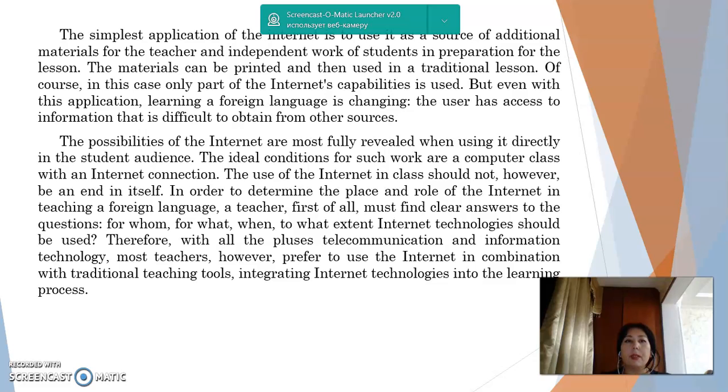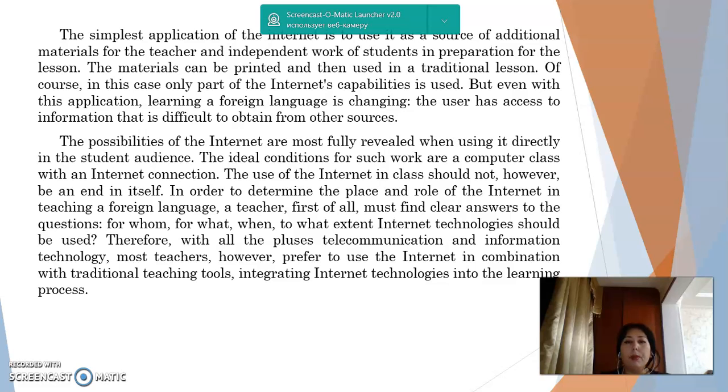The possibilities of the internet are most fully revealed when using it directly in the student audience. The ideal conditions for such work are a computer class with an internet connection. The use of the internet in class should not, however, be an end in itself. In order to determine the place and role of the internet in teaching a foreign language, a teacher first of all must find clear answers to the questions: for whom, for what, when, to what extent internet technology should be used.